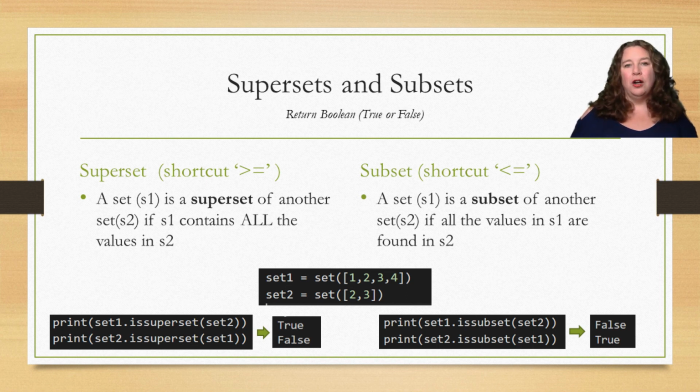Remember, these are Boolean operators. They will return either true or false. They will not return a value. They will not return a set. They will return a true or false, a Boolean.